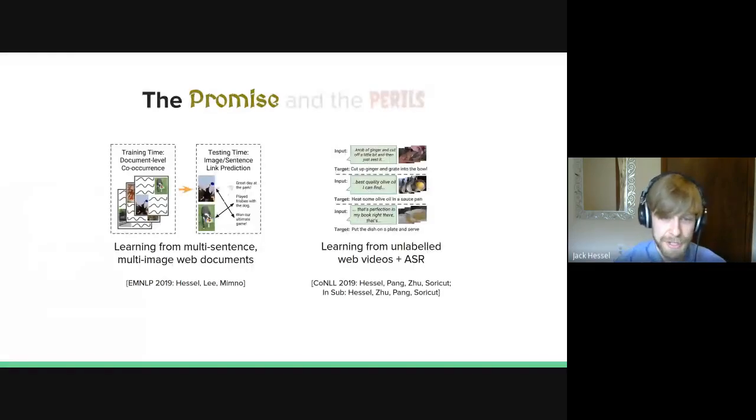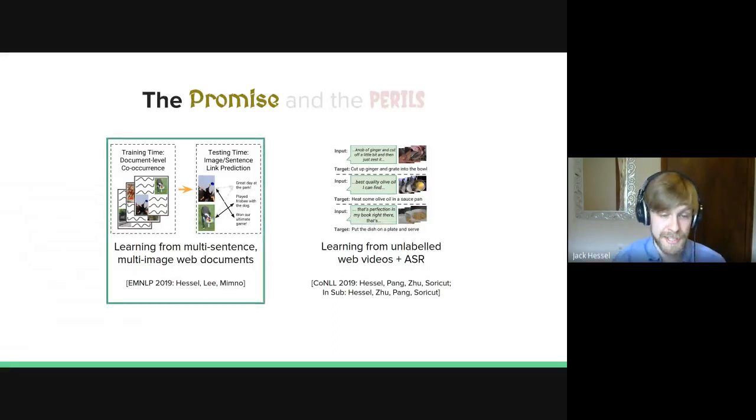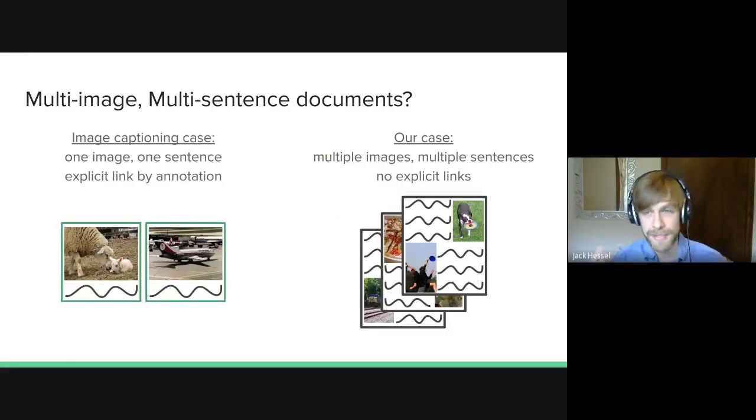I'm going to first discuss a project that was published at EMNLP this past year about learning from multi-sentence, multi-image web documents. To give a little bit more background about this particular setting, folks who are familiar with image text grounding work are probably familiar with the image captioning case. There's a number of really awesome data sets of this form that are out there. In particular, they consist of images paired with literal textual descriptions of those images. So for example, this image of an airplane might be paired with the caption, "There is an airplane on a tarmac." And a lot of the algorithms in this area are based on data sets like these.